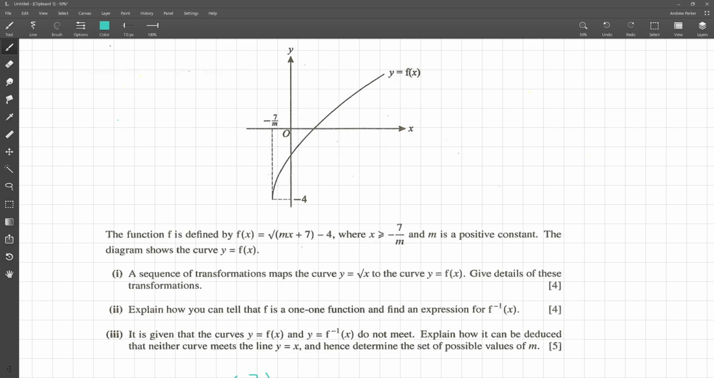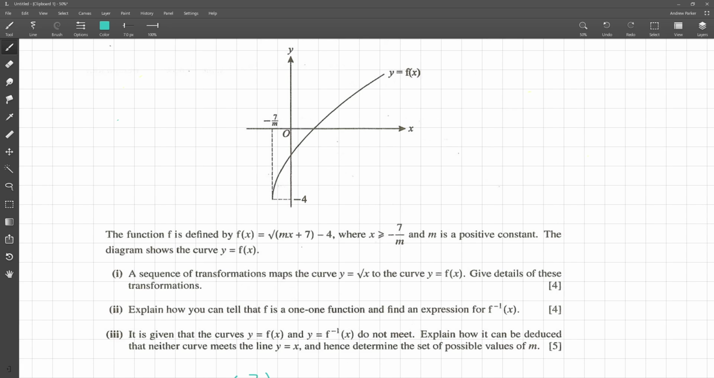Okay, this is a solution for question 5 on the graphs transformation homework. It's an OCR question. I think it's from June 2005. It's a really nice question. We've got the function f, defined by f of x equals root (mx + 7) minus 4.